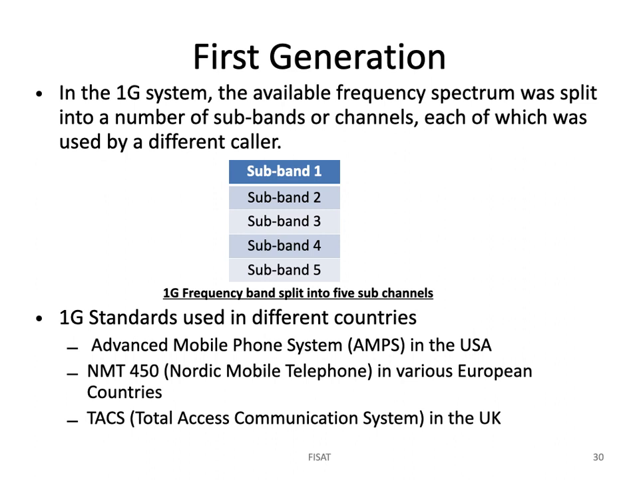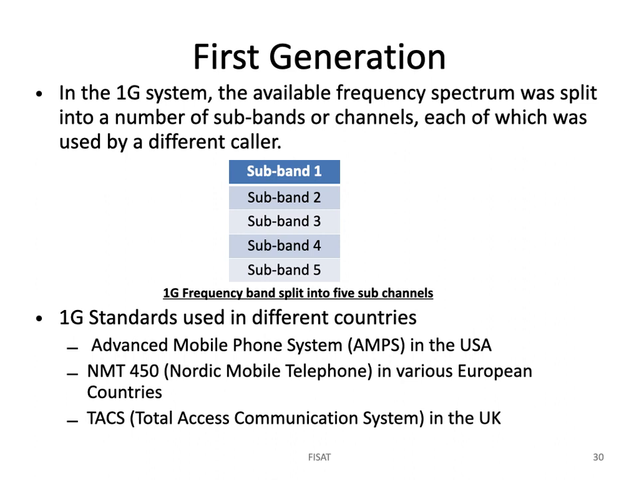First generation. In the first generation system, the available frequency spectrum was split into a number of sub-bands or channels, each of which was used by a different caller. So here many sub-bands are given. There is a 1G frequency band split into 5 different sub-channels. Now the 1G standards used in different countries.